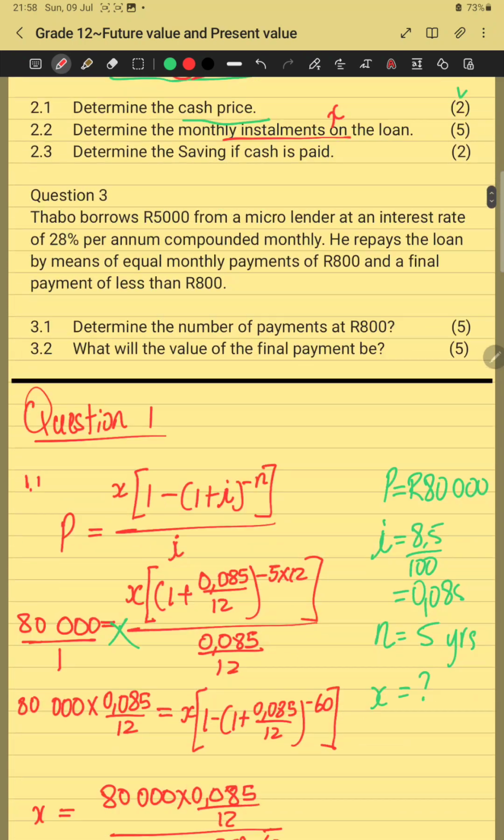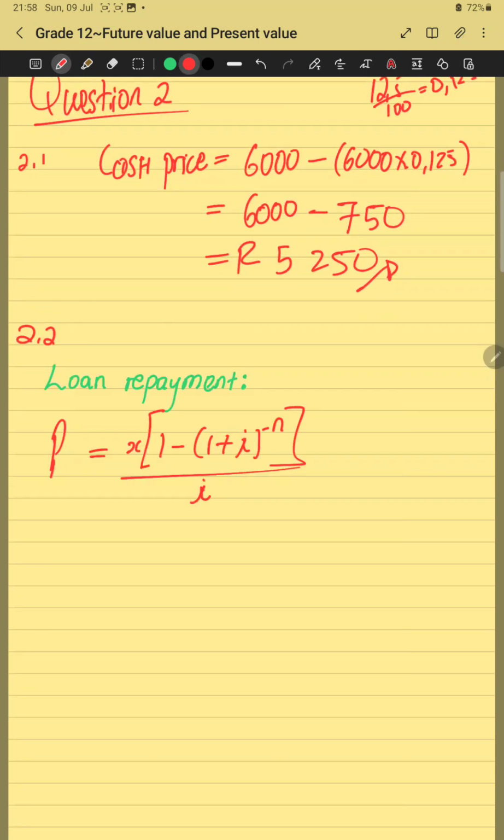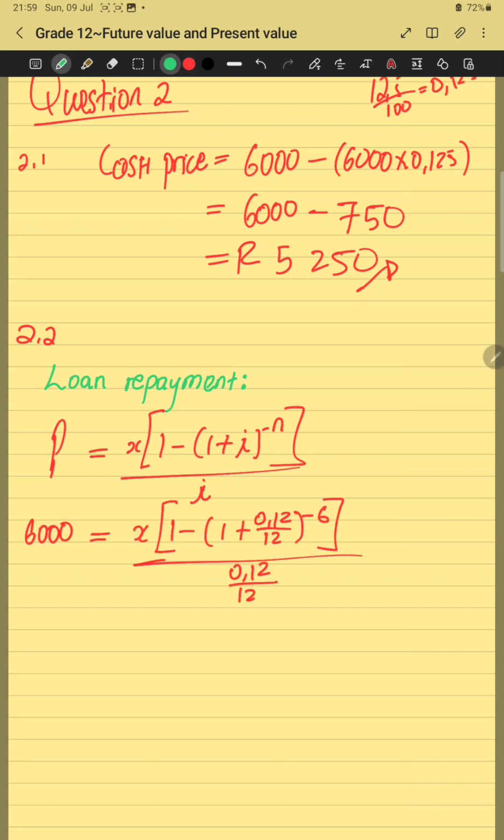So let's write the formula and then we substitute. All right, so this is the formula. And then remember, we want to know the loan repayment, so let's just substitute now. This is our substitution. Now remember, we're not going to multiply that 6 by 12 because that 6 is already in months. Every time you multiply the number of years by 12, you are converting that period from years to months. So we're already given this one in months, so that means we've got 6 payments.